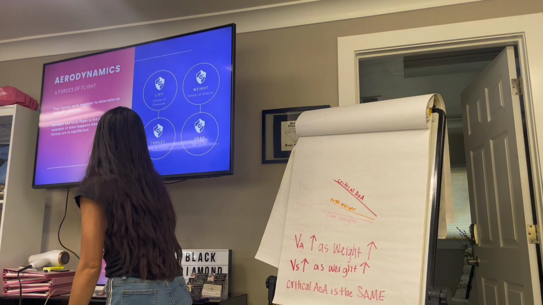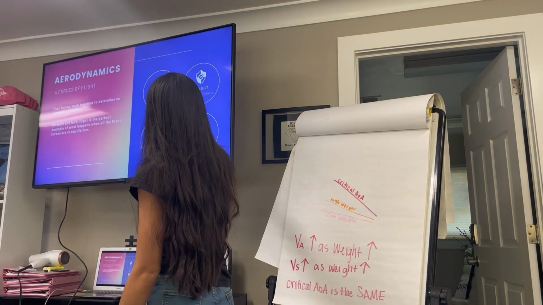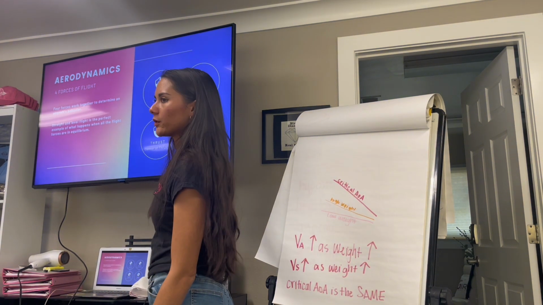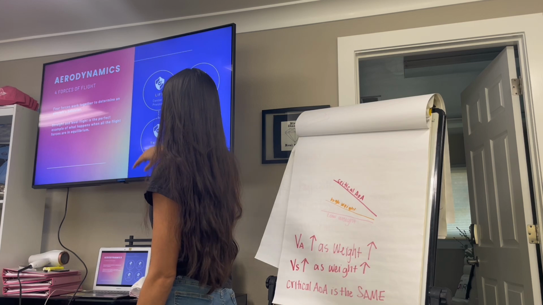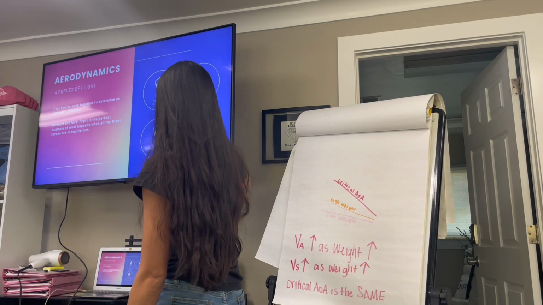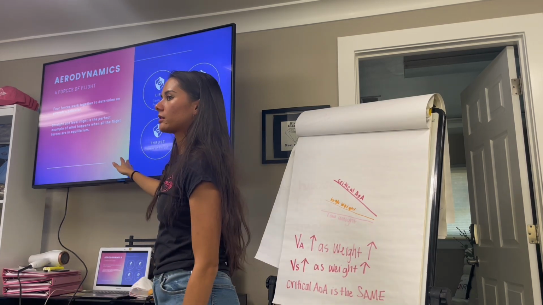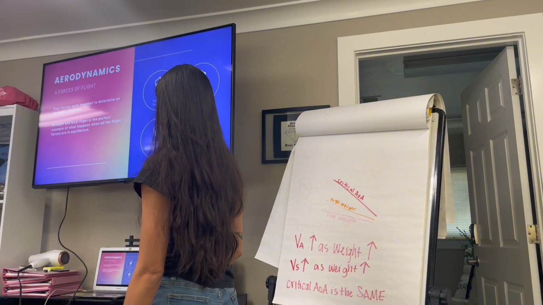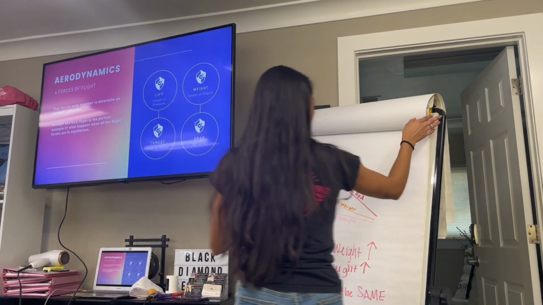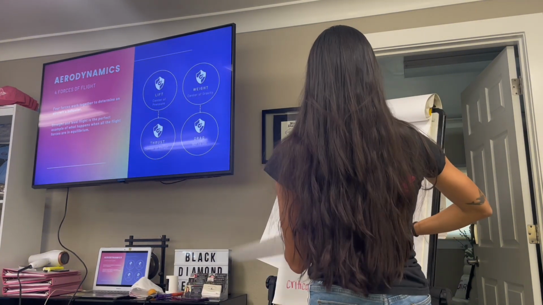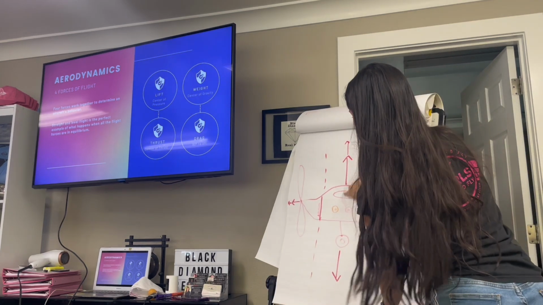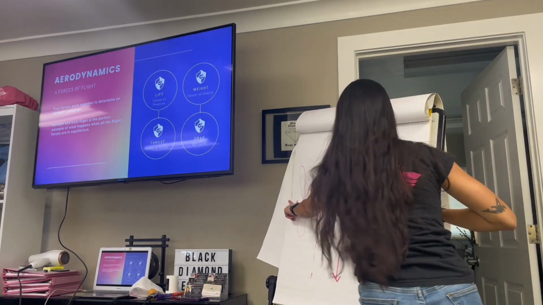Oh, and also one more thing. Weight and lift are the two opposing forces. So weight opposes lift, lift opposes weight, thrust opposes drag, drag opposes thrust. We have lift and weight, thrust and drag.